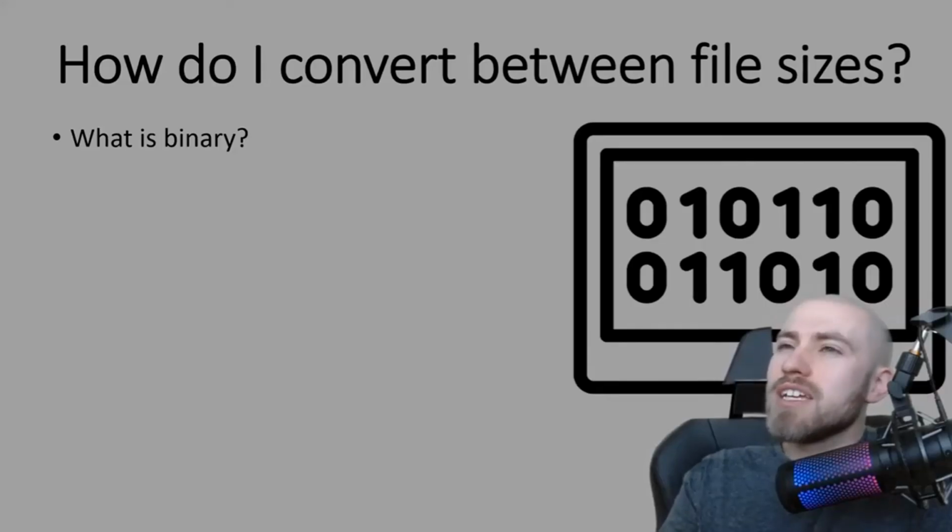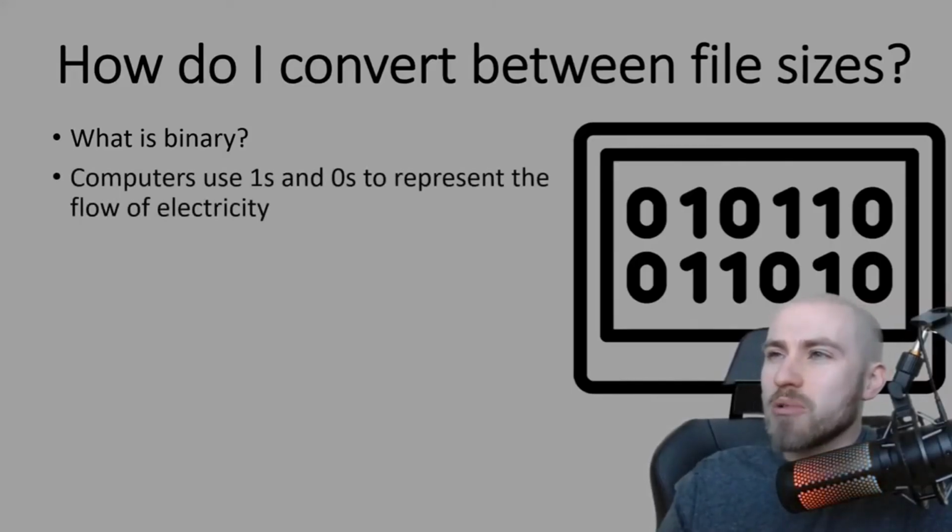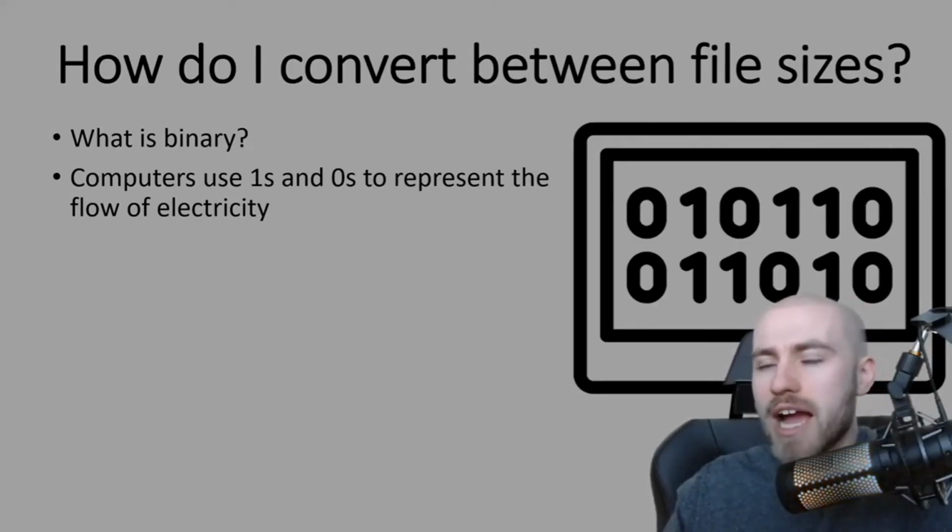So in terms of a definition about what binary actually is, which has been a question on previous papers, computers use ones and zeros to represent the flow of electricity, which is probably not the definition which you were expecting for what binary is. A lot of people will put something like the language the computer understands and things like that, which isn't necessarily wrong, but in terms of an accurate definition, this is what binary actually is.